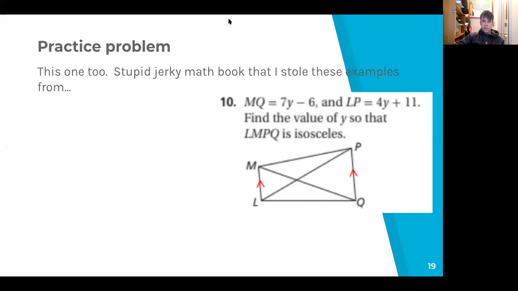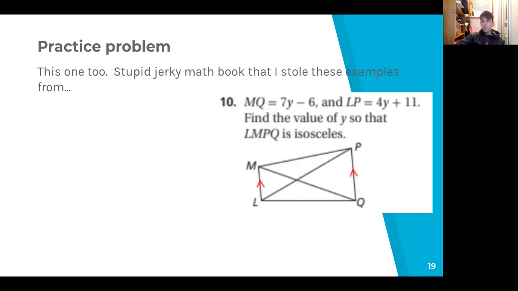I think this is the last one here, so we'll just go ahead and go through it quickly. Again, this one we are trying to find a value of y so that this is isosceles, so that the legs are equal. So it says 7y minus 6 is MQ. That's one of our diagonals. MQ is a diagonal. And LP is our other diagonal. We know that the diagonals are equal, right? If the diagonals are equal, that makes it isosceles.